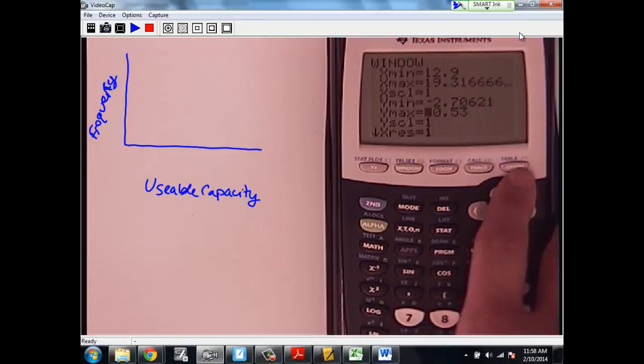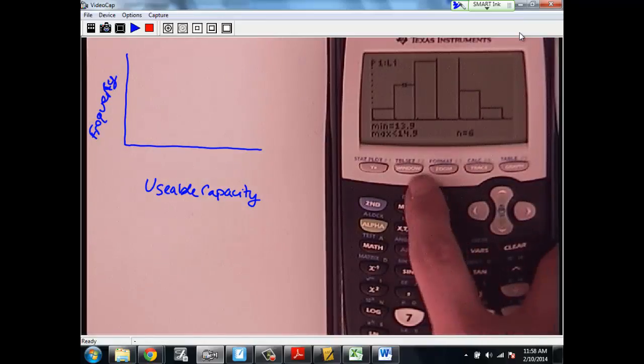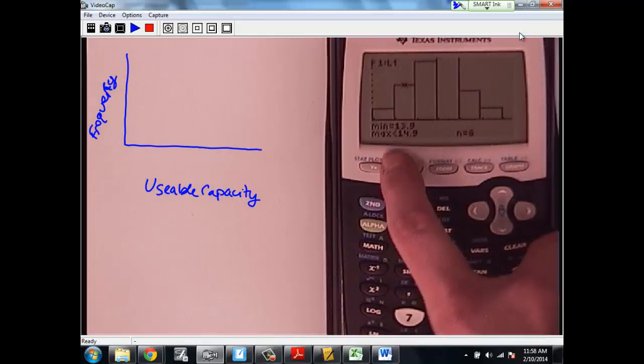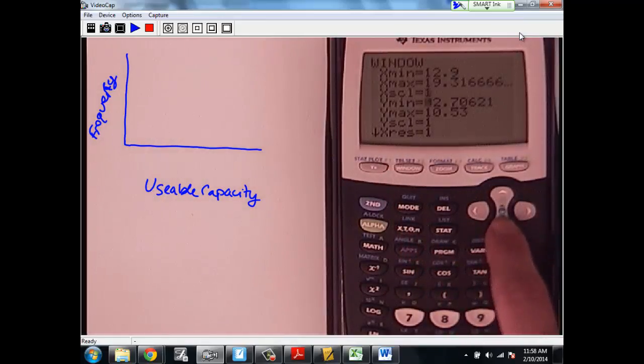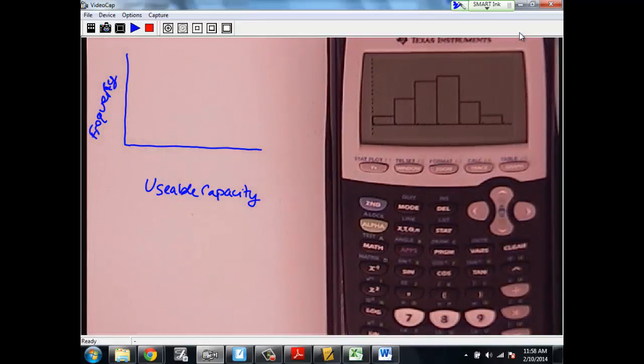And then we can look at our graph again and see what happens. Oh, it's off the chart. See, my 1 bar is missing. What do I do? Go back to my window. I want my Y max to maybe be, we can go big. How about 15? There it is. Now it looks a little more symmetrical.